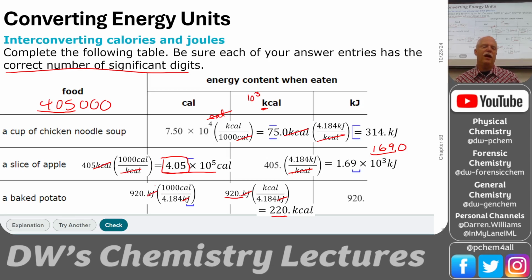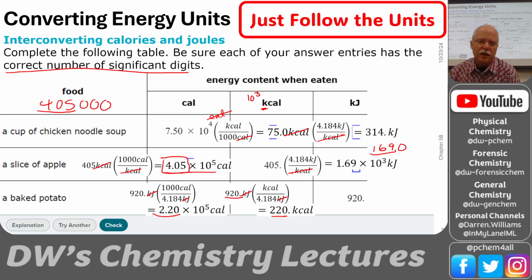Now this one I'm going to have to write in scientific notation because I got 920 times 10 to the 3rd. So I'm going to switch that to 2.20 times 10 to the 5th. So again, I've got to communicate that I have 3 significant figures.